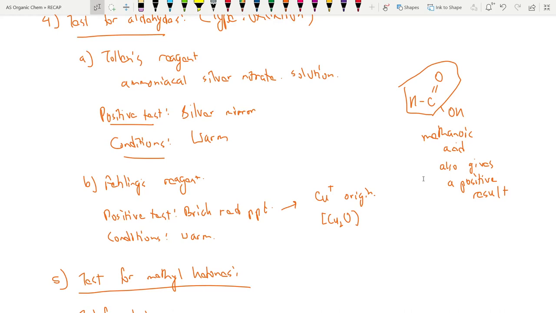Okay, and the type of reaction is oxidation, as the aldehyde is oxidized to form a carboxylic acid, or to be honest, a salt. Since this solution is alkaline, the carboxylic acid further reacts with the alkali in the solution to form a salt.